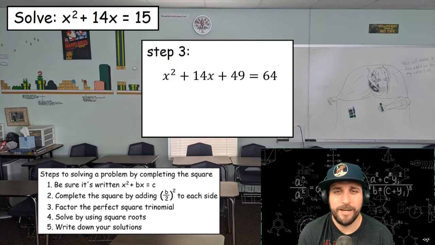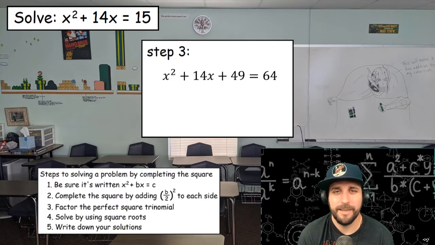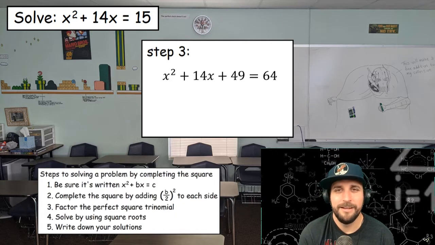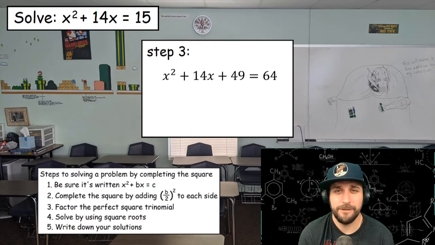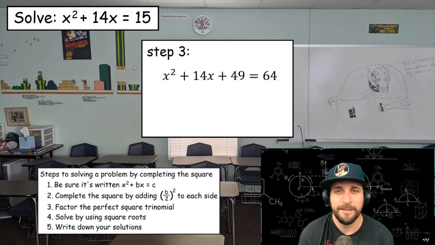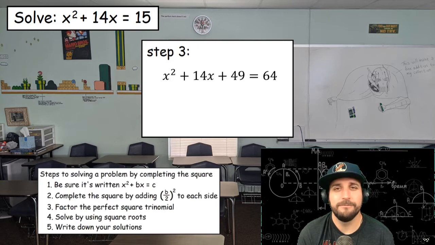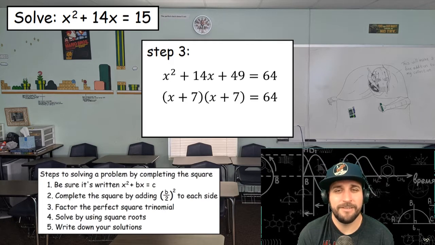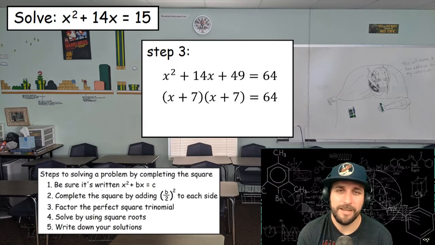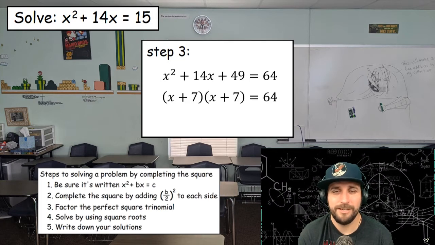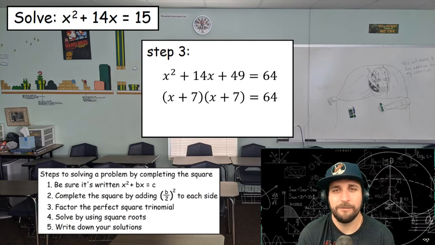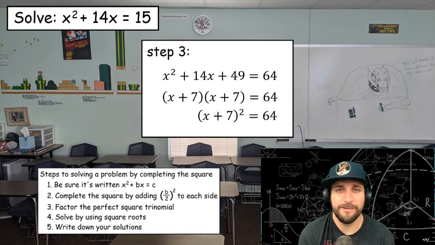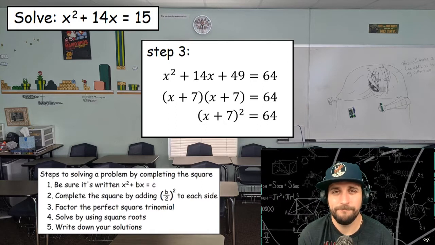Next, step 3, we factor. So we factor the left-hand side. It's a perfect square trinomial, so hopefully it'll factor into something times itself. And when we factor it, it factors into x plus 7 times x plus 7. 7 times 7 is 49. 7 plus 7, 14. Check. So I'll write this as x plus 7 squared equals 64.